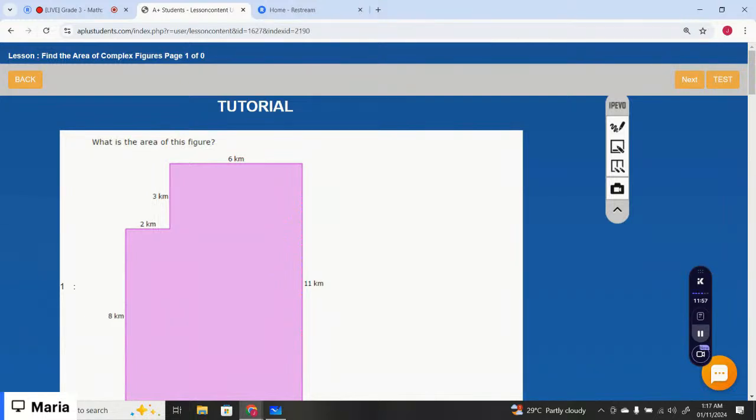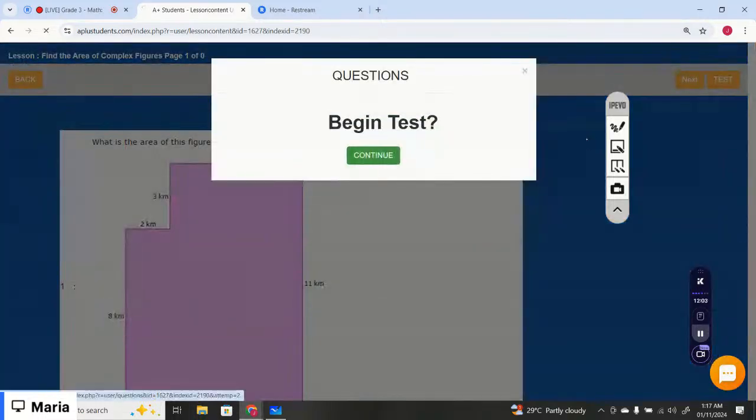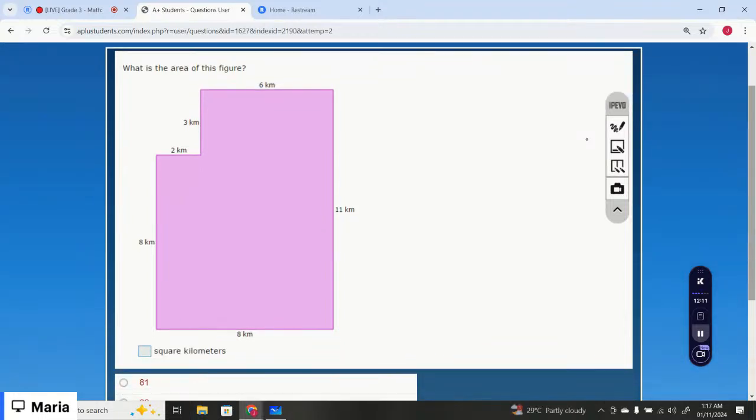What is the area of this figure? You are given the complex figure. You have to calculate the area. Let's just start with the test question. You can have a look at the tutorial by yourself later today, right? Okay, how do we find the area of the complex figure?